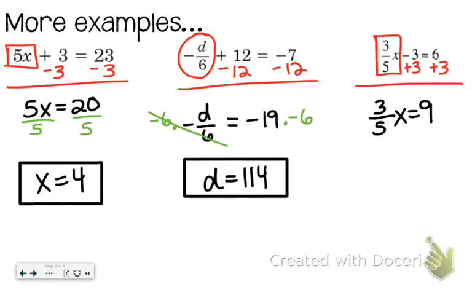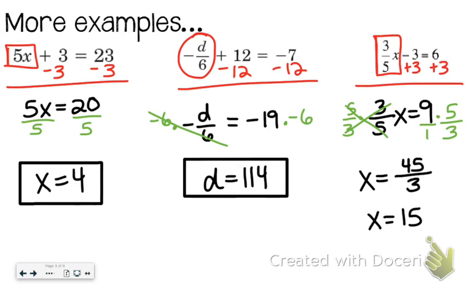Now, in last class, we learned to get rid of a fraction that's multiplied by x, we need to multiply both sides by the reciprocal, and that's 5/3. I'm going to help myself out by making 9 over 1 just so I can keep track of what's in the numerator and what's in the denominator. On the left, the 5's and the 3's cancel, leaving me just x. On the right, I multiply across the top. 9 times 5 is 45. And across the bottom, 1 times 3 is 3. Always check to see if you can reduce that, and you can. 45 divided by 3 is 15.